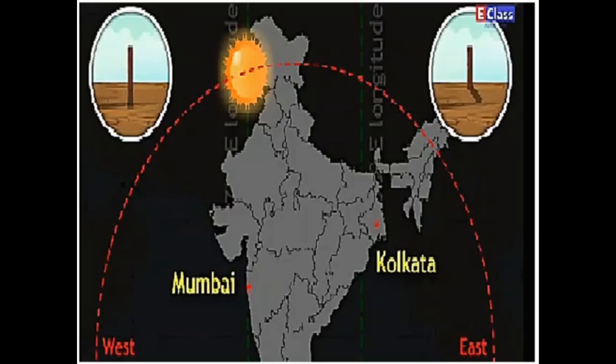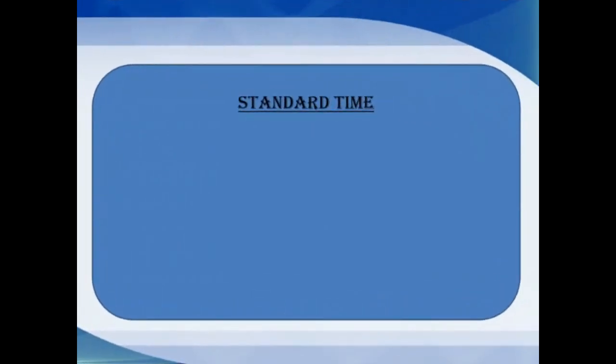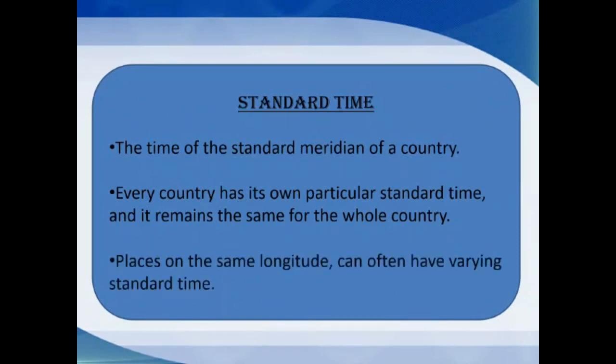Therefore, generally the local time at the longitude which passes through the middle of the country is deemed to be the standard time for that country. This standard time is used all over the country. So, we can say that standard time is the time of the standard meridian of a country. Every country has its own particular standard time and it remains the same for the whole country. Places on the same longitude can often have varying standard time.